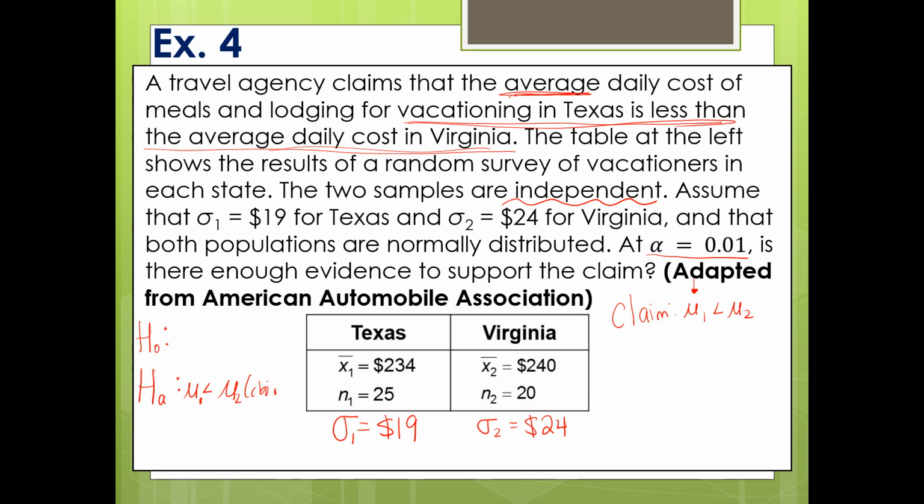That's our claim. If our alternate is mu1 is less than mu2, then our null must be its complement: mu1 is greater than or equal to mu2. Now with that information and all of the information on the chart, you have a choice. You can use the same formula we used last time to find our z-score, or you can go to your calculator, which is what I'm going to tell you how to do right now. You have to be a little bit careful. Once you get used to it, it's pretty easy on the calculator.